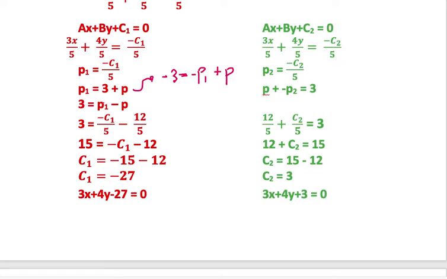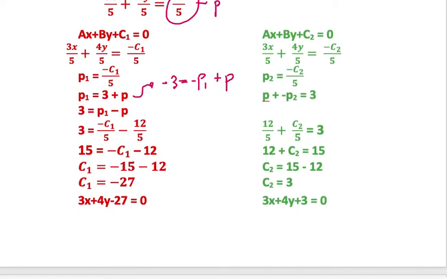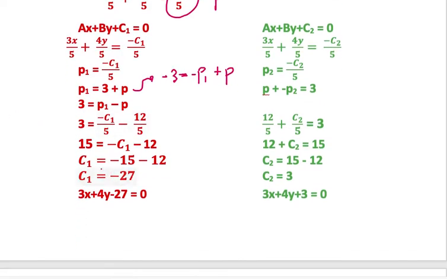So, after that, I am going to replace P sub 1, which is negative C sub 1 over 5. So, that is negative C sub 1 over 5 minus P, which is 12 over 5. So, let's go back to the value of P here. So, this is the value of our P. Okay. So, let us identify now the negative C sub 1 or the value of C sub 1. So, let us multiply both sides by 5. So, 5 times 3, that would be 15. Cancelled out, cancelled out. So, that would become 15 equals negative C sub 1 minus 12.